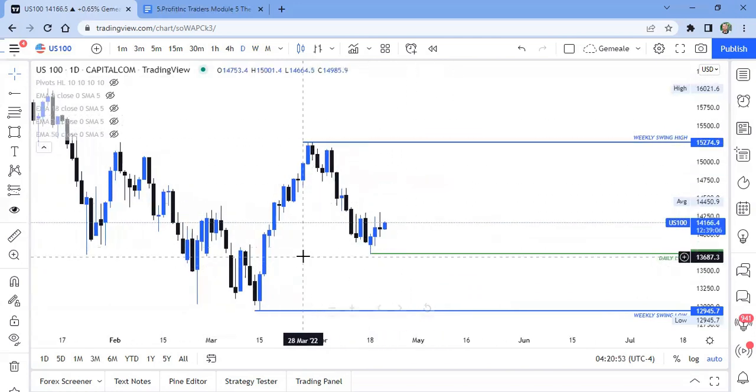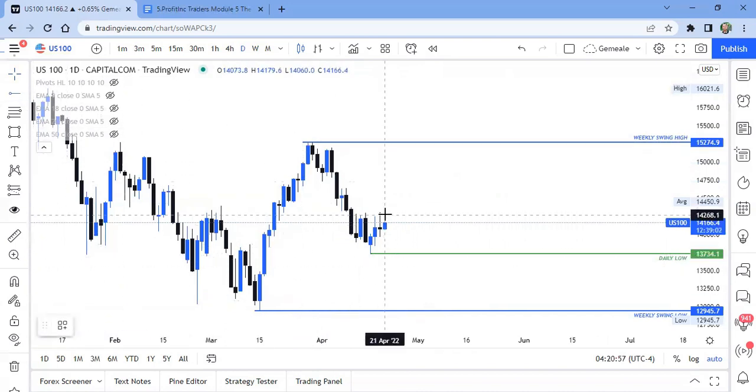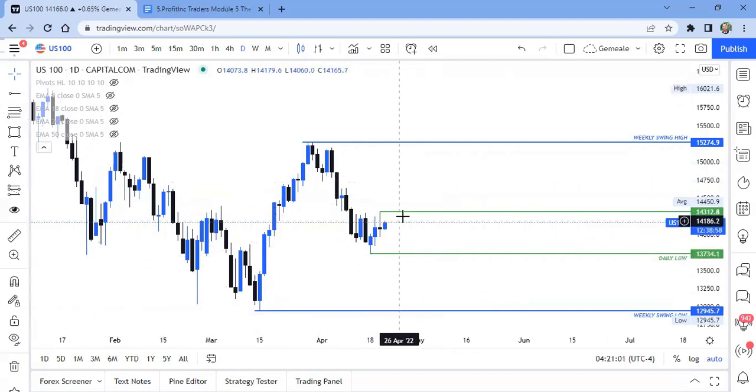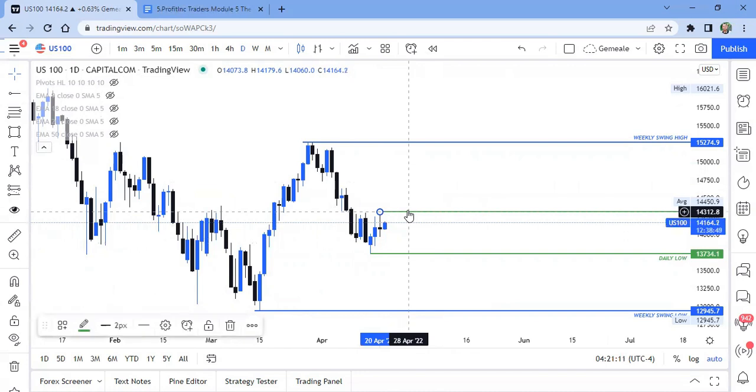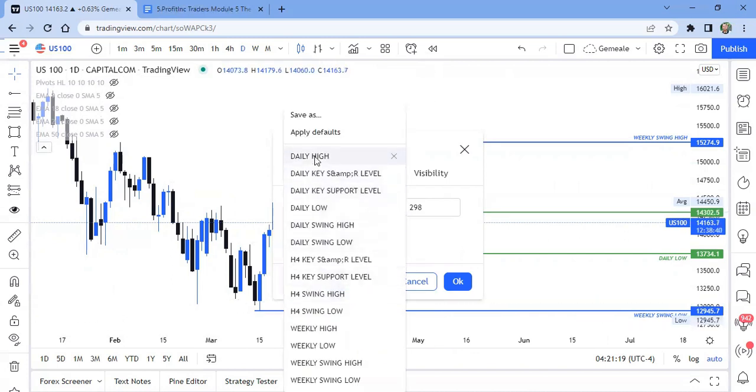Okay, great. And where's the most obvious high? Let's look there. We can see we have a high here. So that's our dealing range for today. Let's get the actual amounts, coming in at 14,302.5. And we'll call that our daily high.